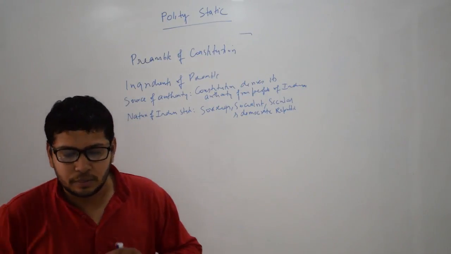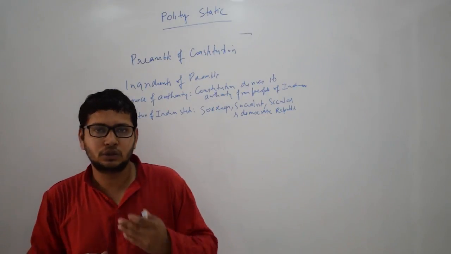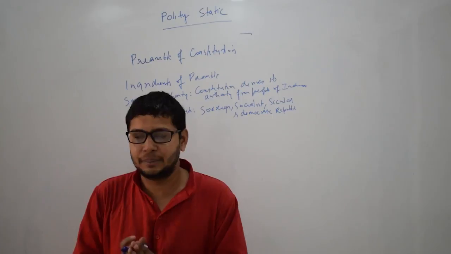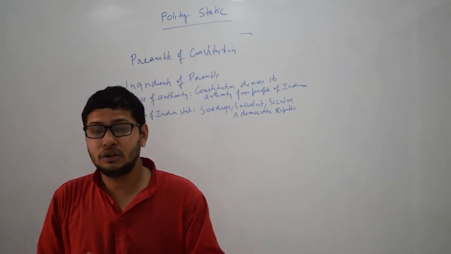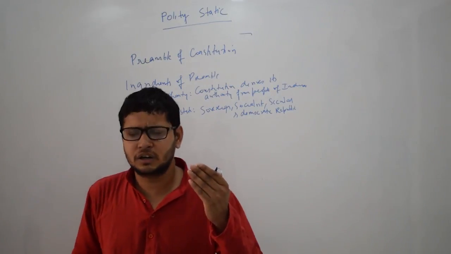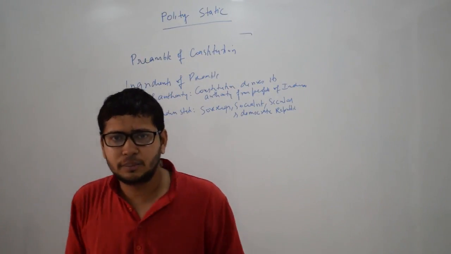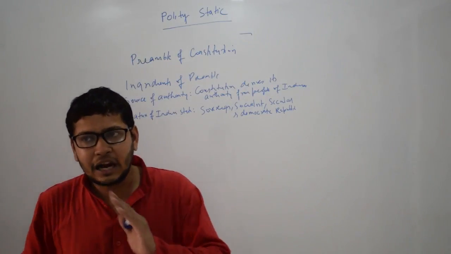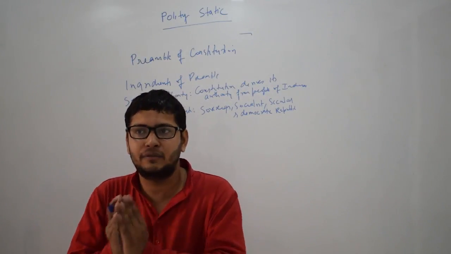One thing you need to remember is that the three words socialist, secular, and integrity were added by the 42nd Amendment, 1976. So they were not an original part of the Constitution. UPSC has actually asked a question on it once. So you have to remember that these three words were not part of the original preamble, and you have to remember that for everything.